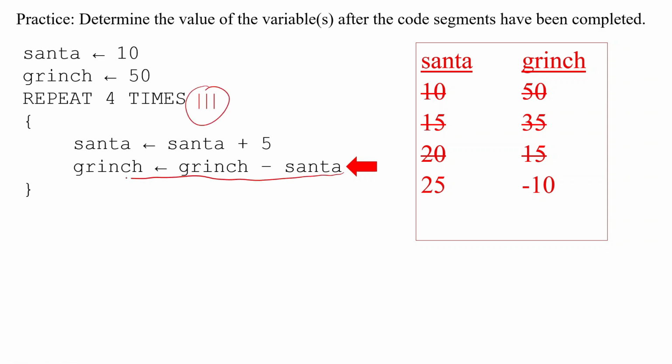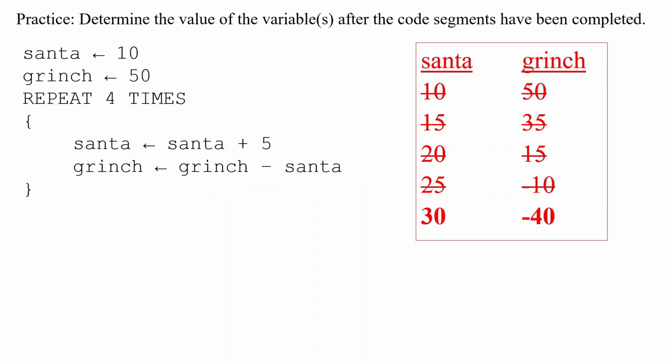Once I reach this last line in my loop, once I reach this end block, I go back up and I make sure, do I have to repeat again? And in this case, I do. I need to repeat 4 times. So I'm going to do this one more time. So I take 25 plus 5, which is 30. I take negative 10 minus 30 here to get my new value of negative 40 for the Grinch. And those are my ending values for the variables.